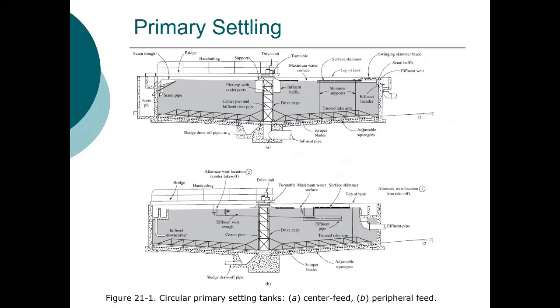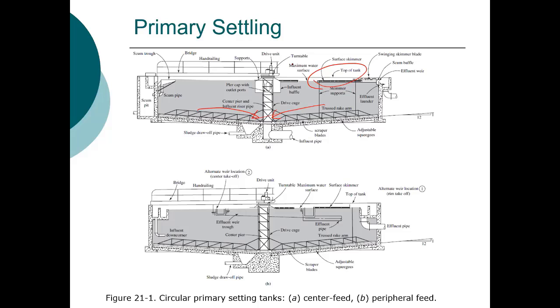This is a circular clarifier, which essentially works the same way. Here, the sludge is scraped into a center trough. Again, there is a surface skimmer. In some cases, there's actually a stream of water that is sprayed onto the skimmer to keep it clean and to push the scum into the skimmer.